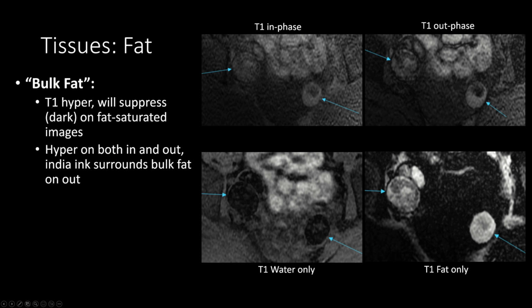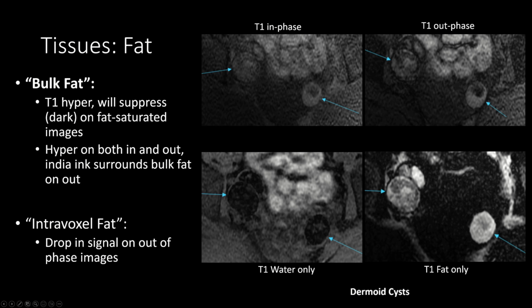Modern MRI protocols make it very easy to identify fat in lesions very quickly. So look at this T1 fat only image here, and you can use it to screen for obvious fat content. And here you can clearly see that these are bilateral fat containing adnexal masses. And the fat only image will show both intravoxel fat and bulk fat.